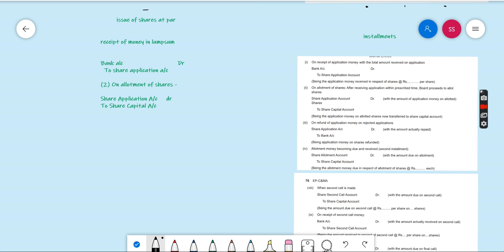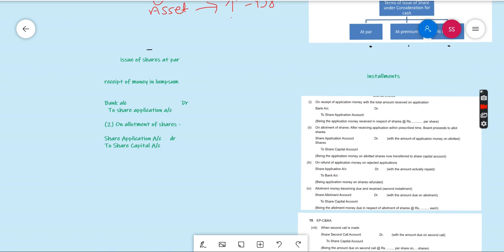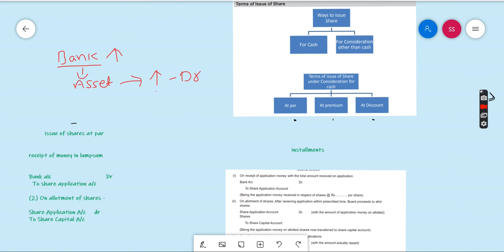Hi, so this is part 2 for accounting for share capital. So in the previous lecture we have discussed what is meant by share and what is meant by share capital, and what are the types of shares, equity shares, preference shares, and types of share capital, and then you can issue shares at par, premium, discount, right? We have discussed that. And then par means equal to the face value, premium means more than the face value, discount means less than the face value, right?